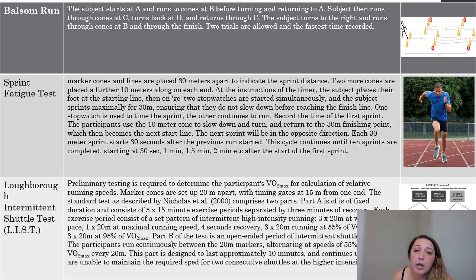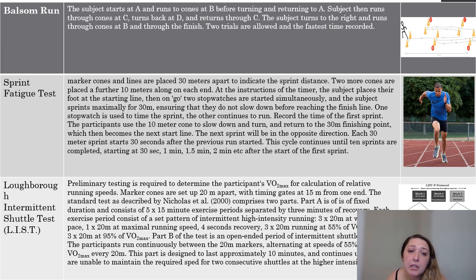2 trials are done, and then the fastest time gets recorded. So it's basically giving the athlete a little bit of a buffer to get used to the track, to figure out what they need to do, and then that way they can execute this as fast as they can, so we can get a good trial run or a good time frame of how fast they're able to do that.